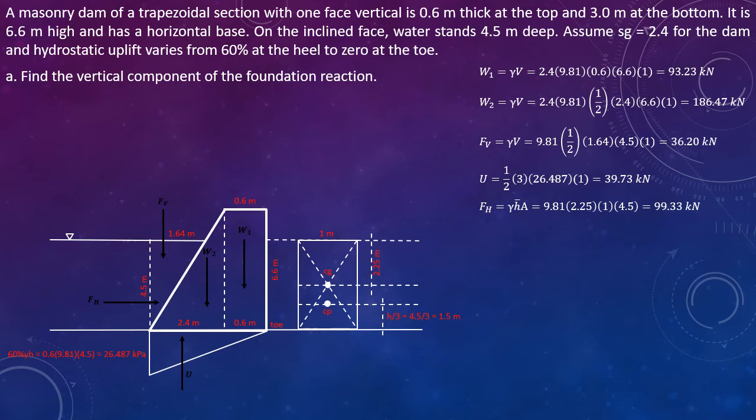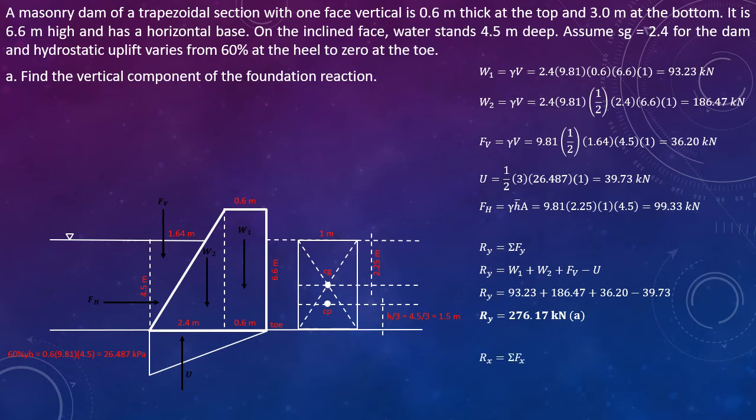Now we're ready to solve for Ry and Rx. For Ry, which is the requirement for letter A, that is simply the summation of Fy, and that is equal to W1 plus W2 plus Fv minus U. So Ry is equal to 276.17 kilonewtons. And that is our answer for letter A.